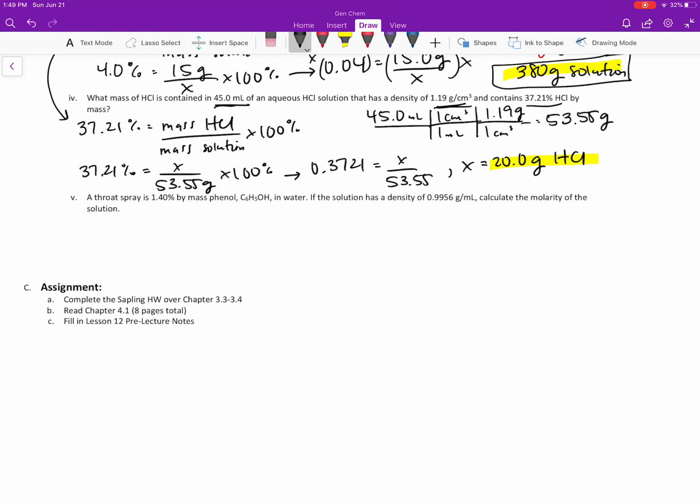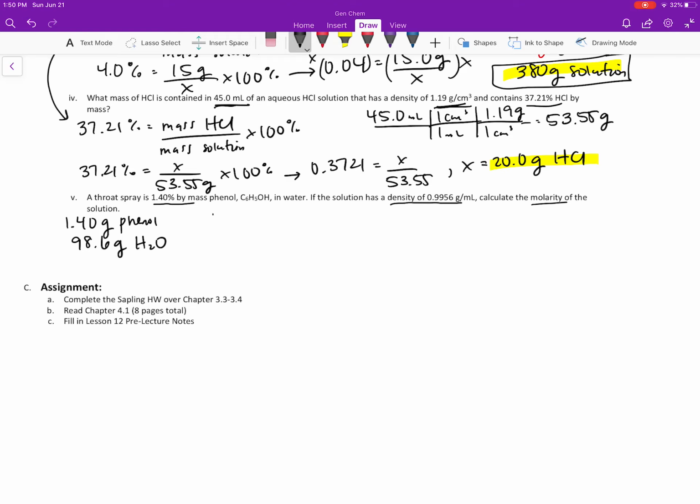Last problem: a throat spray is 1.4% mass phenol, which is this compound in water, so it's a solution. If the solution has a density of this value, calculate the molarity of the solution. So if I have 1.4 grams of phenol, and I'm going to assume 100 grams because I could, just like we did with empirical formula where we took the percents and turned them into grams, because it's 100%, I can assume grams and put them into percents. The other 98.6% or grams is going to be water.